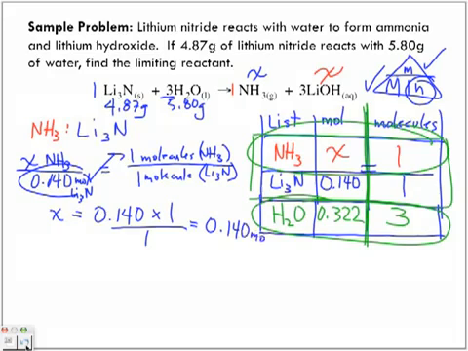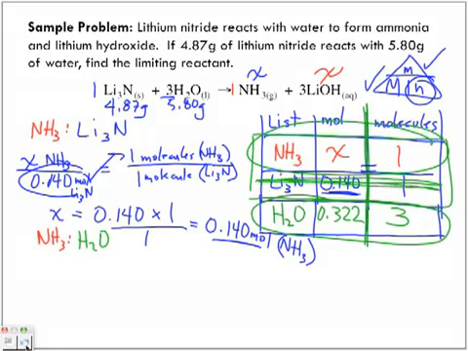0.140 moles of what? Of ammonia, right? So, with this many moles of lithium nitride, we're going to make the same amount of moles of ammonia. Now we're going to find the ratio of ammonia to water, doing the same thing. But now we're going to ignore this part. We don't need this. We've already used that.